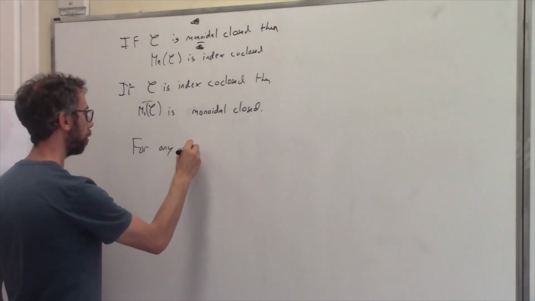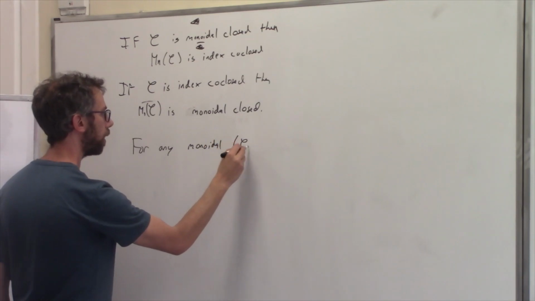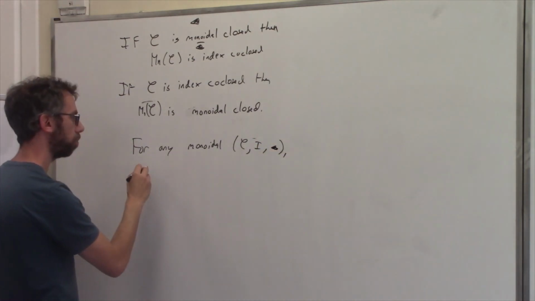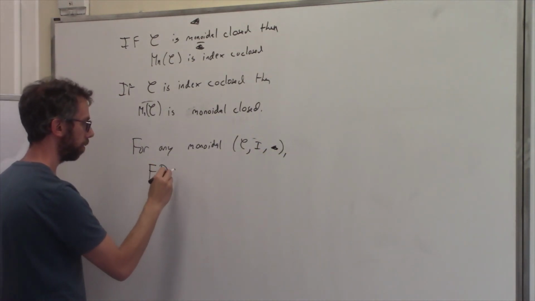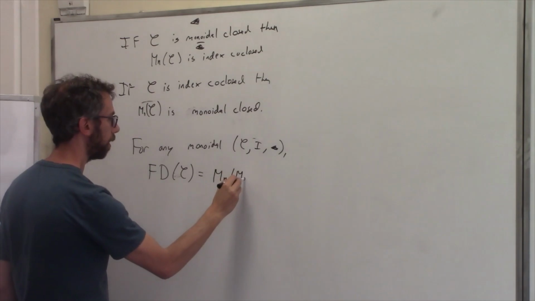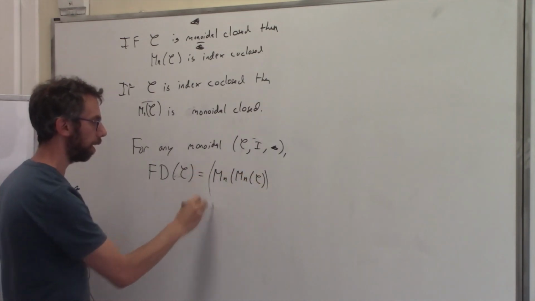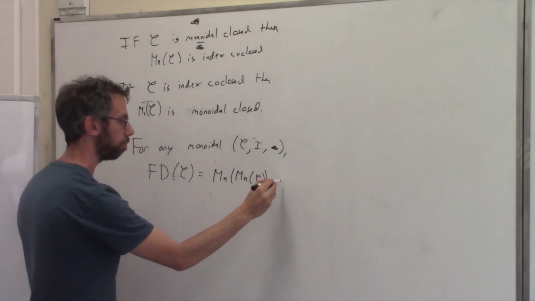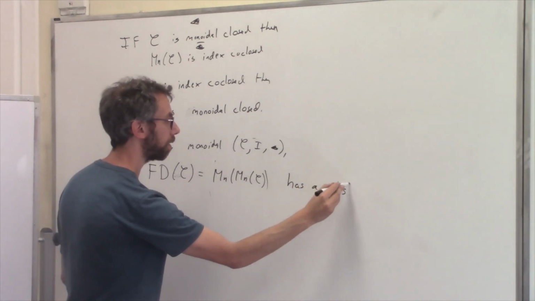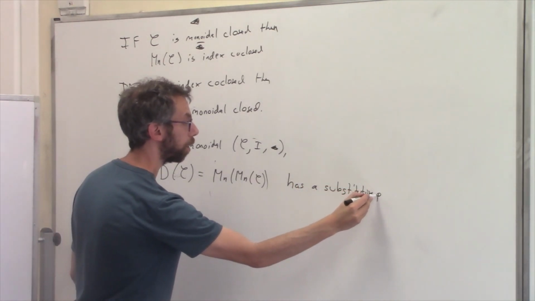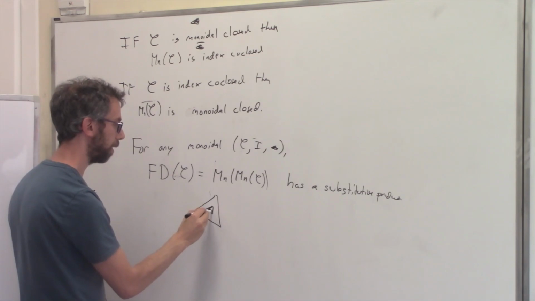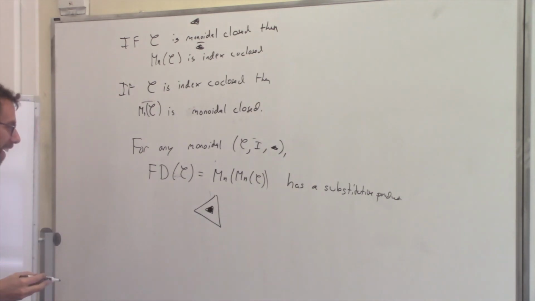For any monoidal category C, I, this thing, the free distributive on C, which is, again, the menu of the menu. I have a menu of menus, C, and it has a substitution product. So I'll call it this last thing. Okay, what is that thing?